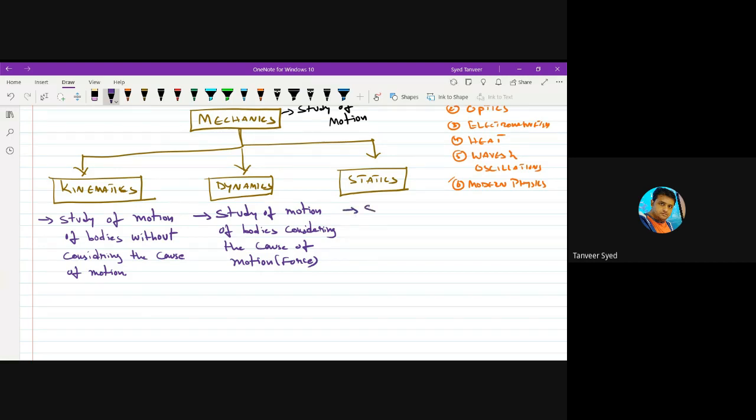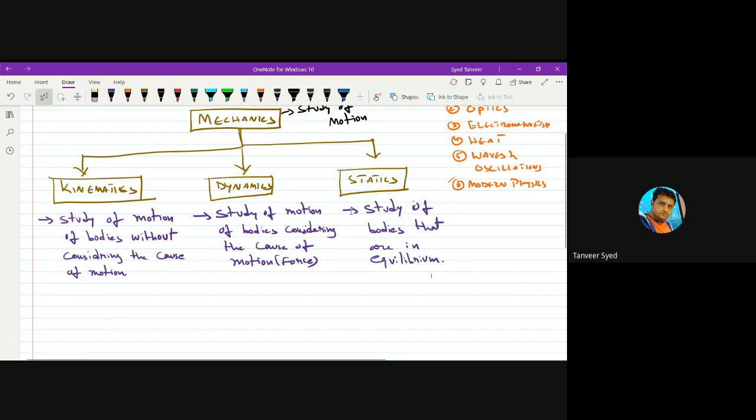Then statics, stationary. It is the study of not motion, study of bodies that are in equilibrium. Equilibrium is if 2 or more forces are acting on the body and the body is not moving, then you say that it is in equilibrium. So what are the conditions for a body to be in equilibrium? How does it behave? We study all those things in statics.